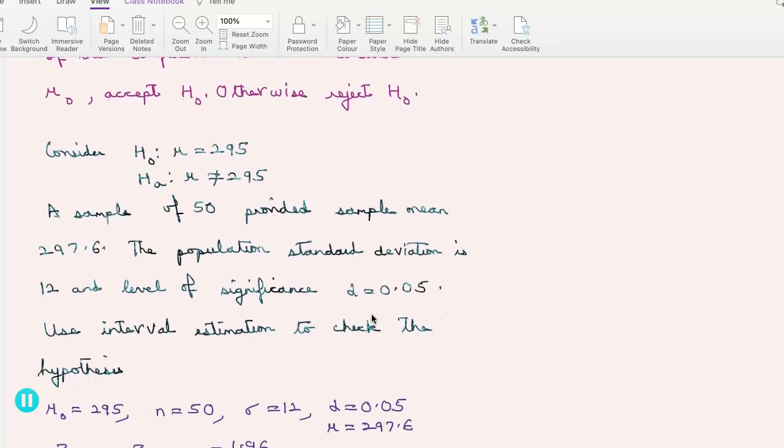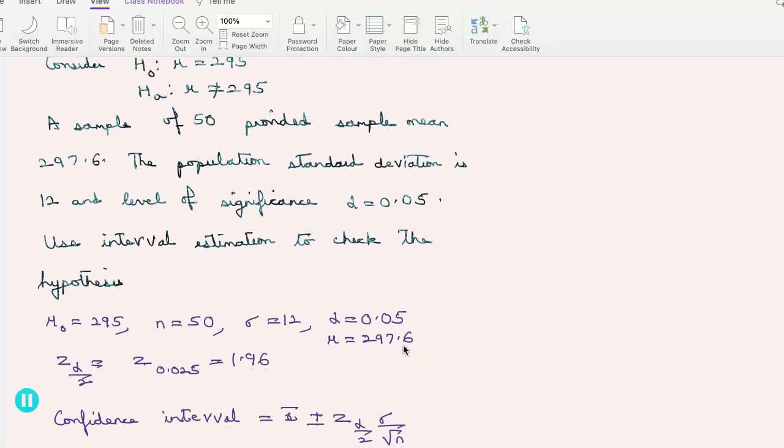So again consider H0 is mu equal to 295, alternate hypothesis is mu not equal to 295. A sample of 50 provided a sample mean 297.6. The population standard deviation is 12 and level of significance alpha is 0.05. Use interval estimation to check the hypothesis. So mu naught is 295 and n is 50, sigma is 12, alpha is 0.05, x bar is 297.6. So z alpha by 2 is z 0.025, which is 1.96.